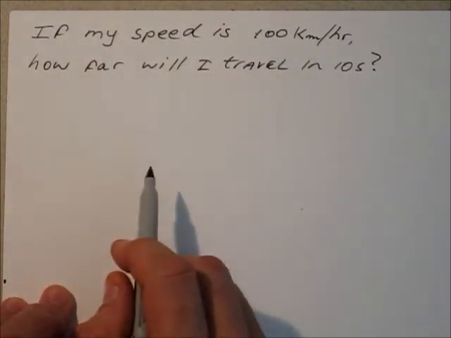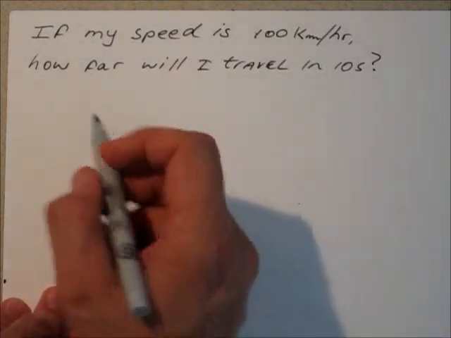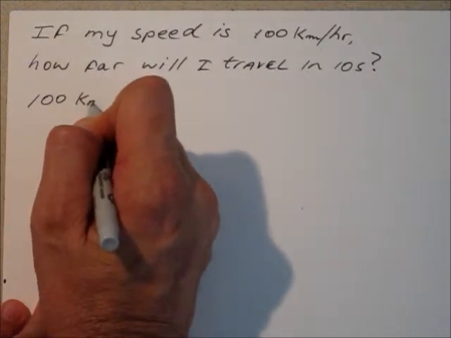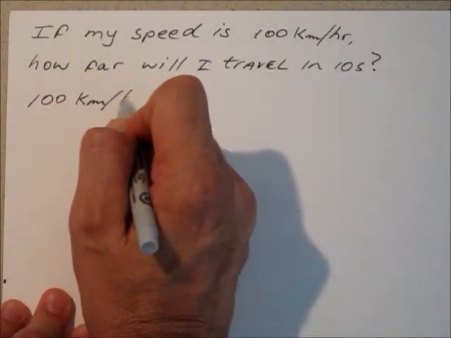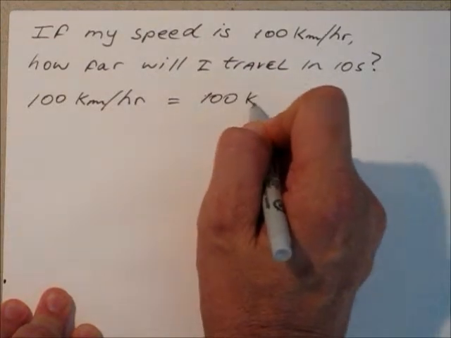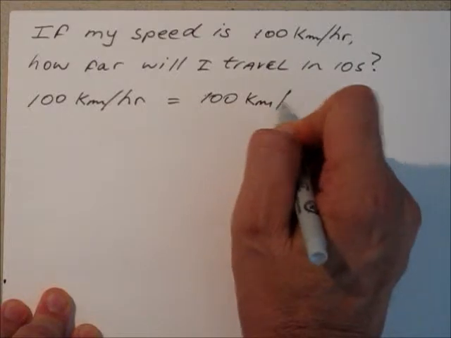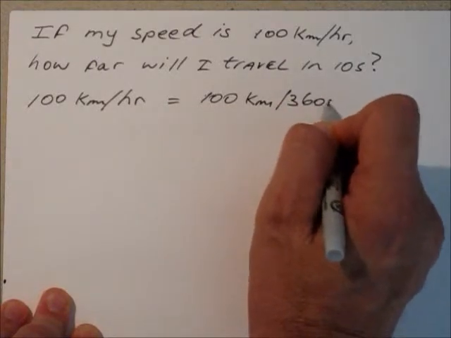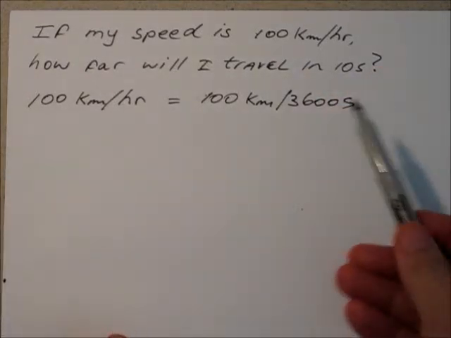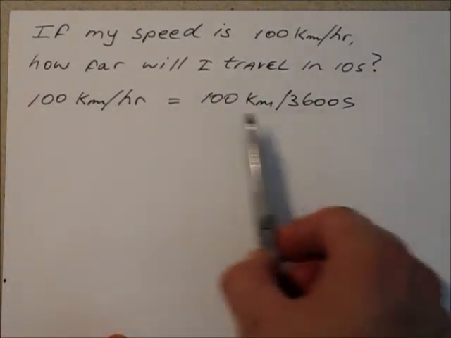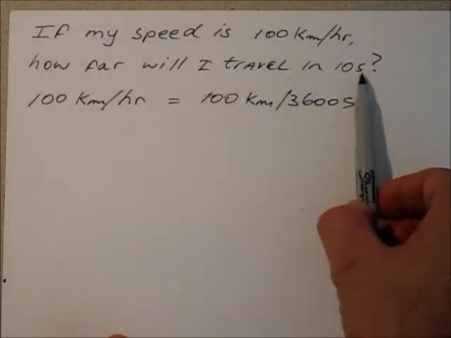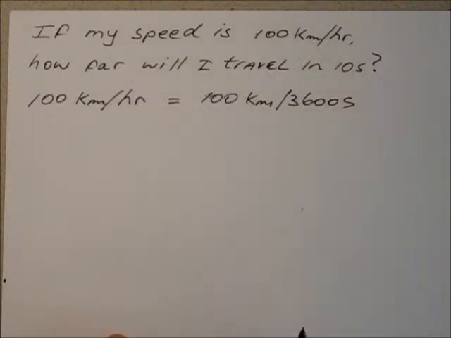I can write the 100 kilometers per hour as kilometers per second. How do I do that? Well, you can say 100 kilometers per hour is equal to 100 kilometers per 3,600 seconds. So that'll do us for the moment. We've got our speed or velocity in kilometers per second. That's fine. We're asking how far we travel in 10 seconds, so the times are consistent.